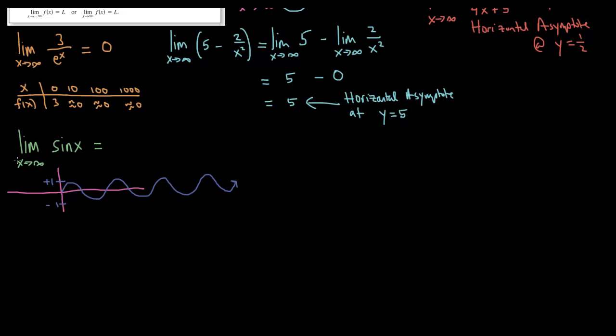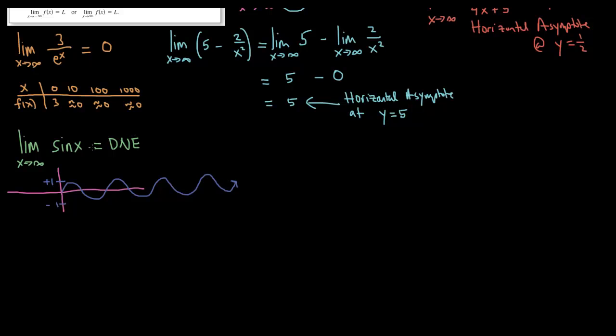So as x increases without bound, this graph is not approaching any horizontal asymptote. It's not approaching any one y value. It's going up to positive 1, then down to negative 1, then back up to positive 1, then back down to negative 1, every 2 pi units. So we would say that the limit does not exist because this is not homing in on any one specific y value. It's bouncing back and forth between negative 1 and positive 1, not approaching anything specific. So we just say this limit does not exist.